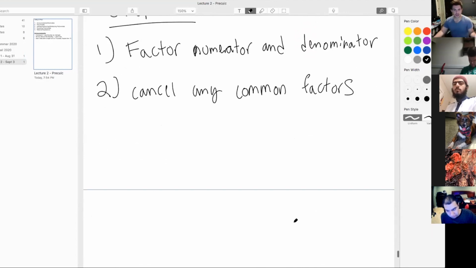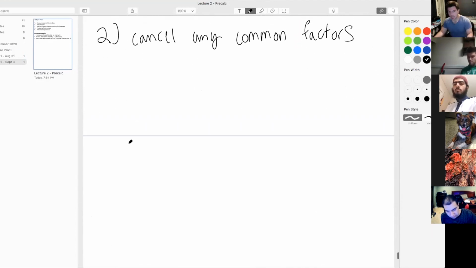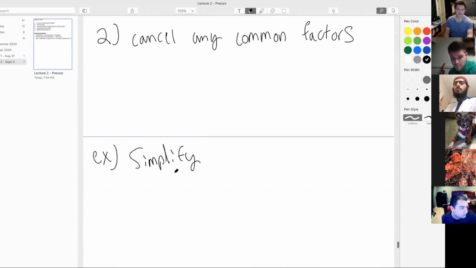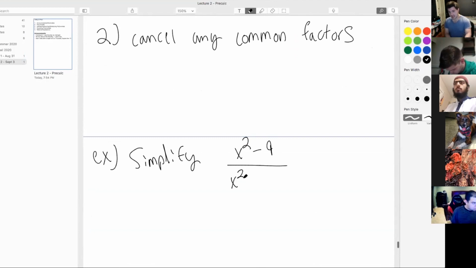All right, good. So let's do some concrete examples. Simplify. You guys are going to have some good examples of this on the homework. Simplify x squared minus 9 divided by x squared plus 4x plus 3.